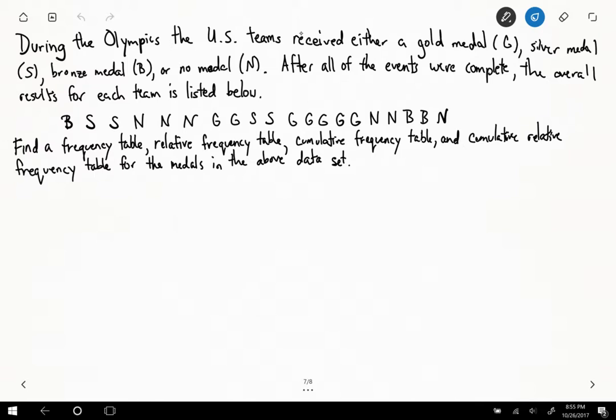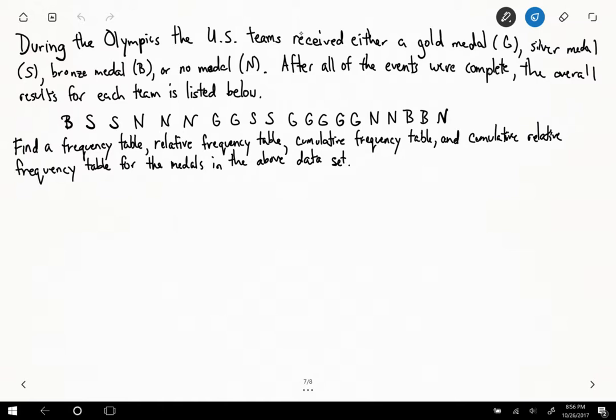Alright, so another question that I've seen popping up a few times is what's the difference between a frequency table, relative frequency table, cumulative frequency table, and cumulative relative frequency table? So we'll do all of them all at once and kind of hit that point home.